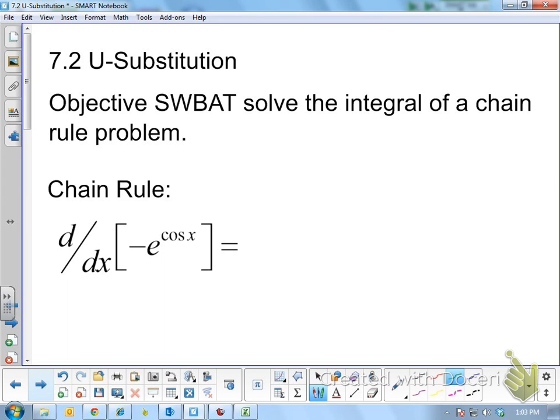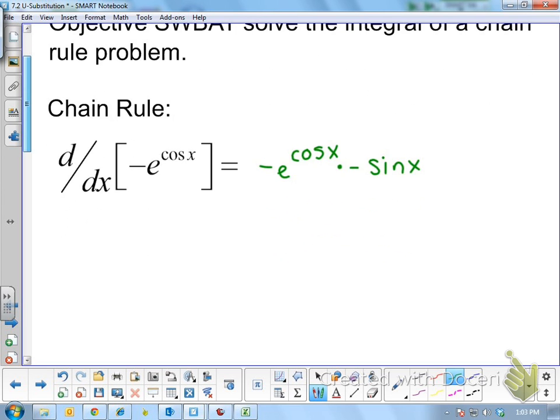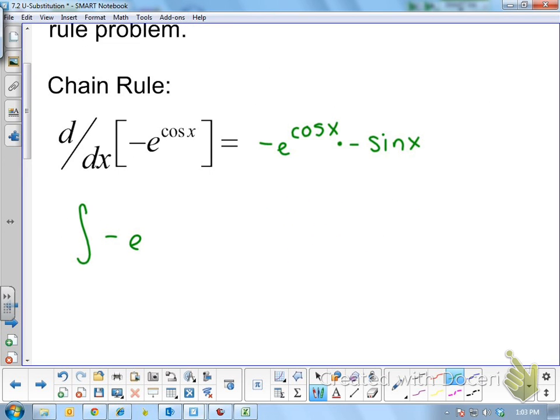Okay, so you guys all got negative e to the cosine x times negative sine x. And I am not going to combine those negatives. We'll see why in a second. So if that is the derivative, and we want to anti-differentiate, if we integrate negative e to the cosine x times negative sine x dx, what should the integral of this be?